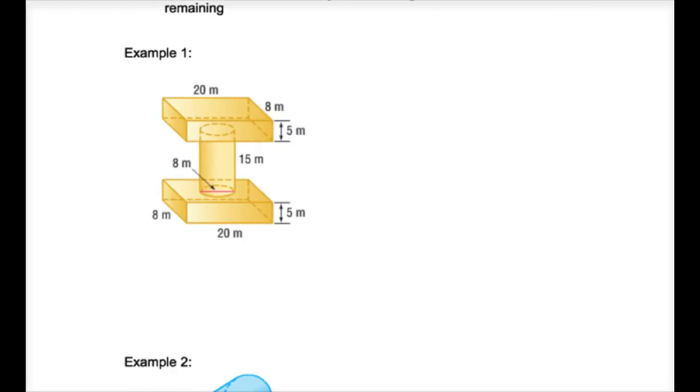Alright, look at example 1. What's the minimum number of shapes you could break that up into? 3. I don't think you can do 2. What would the 3 shapes be called? How would you do it? You get a rectangular prism at the top. I'm going to do it as a rectangular prism plus a cylinder plus another rectangular prism.